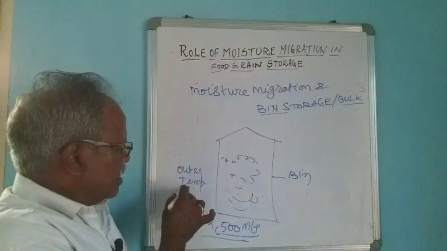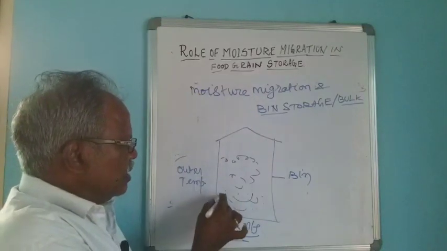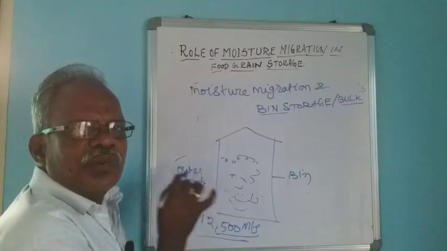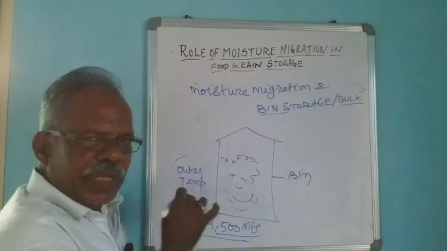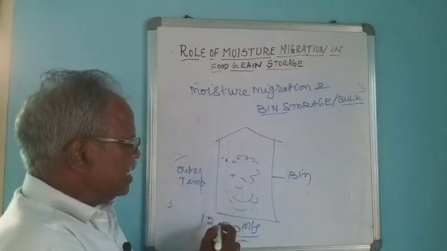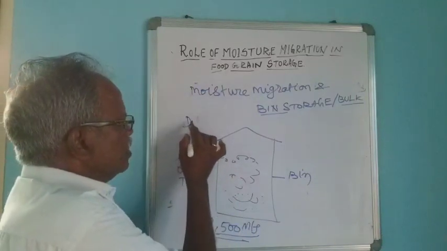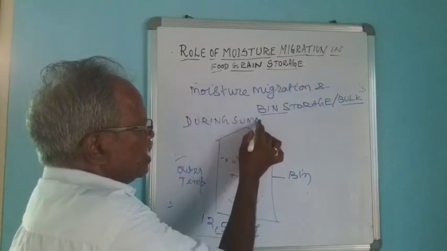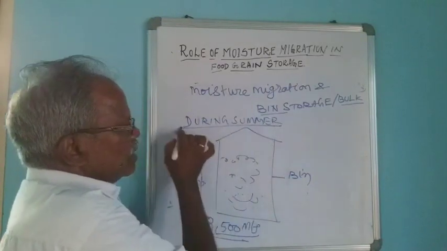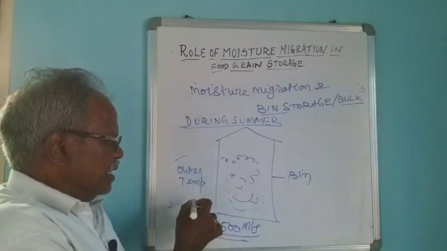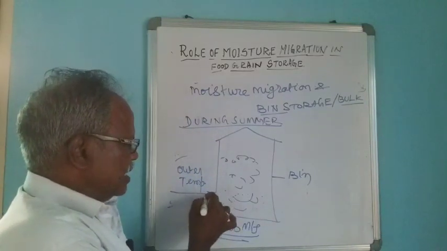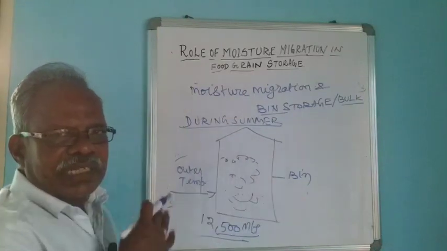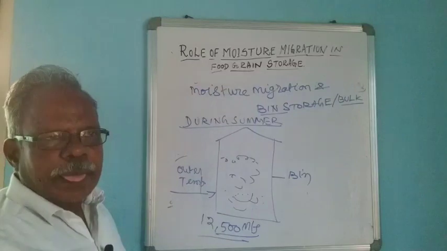So when the outer temperature is more, what happens inside? That will affect the temperature inside the godown, inside the bin. What happens inside during summer? We will say during summer. What happens during summer in the bin? The temperature is very high in the bin, in the outer structure, which is made of metal.